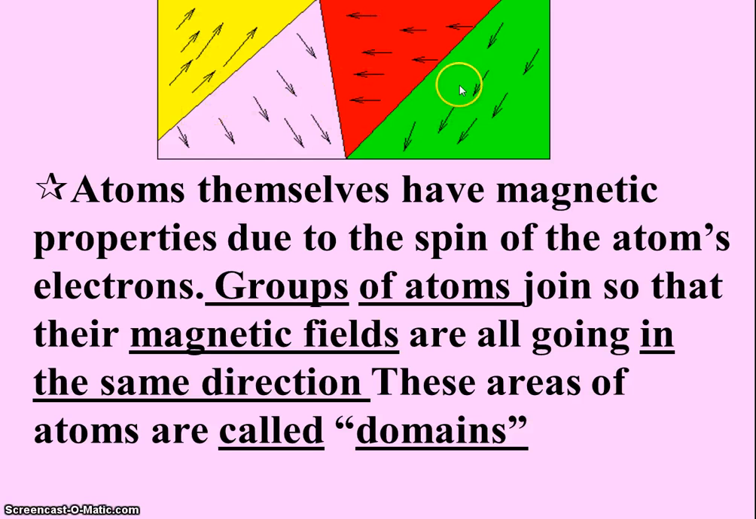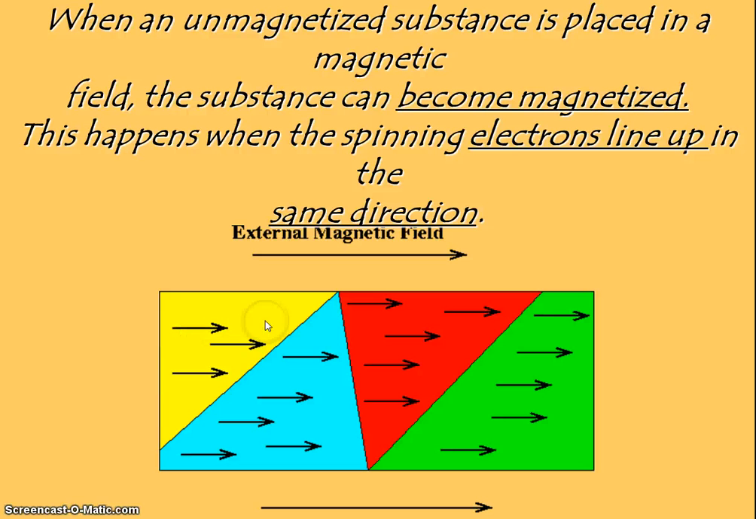So here you see all these domains all going in multiple directions. And here you see all those domains, everything's going in the same direction. So when everything lines up, then you get something that is magnetized. It's magnetic. Everything's aligned. All those particles, they're aligned basically in the same direction.